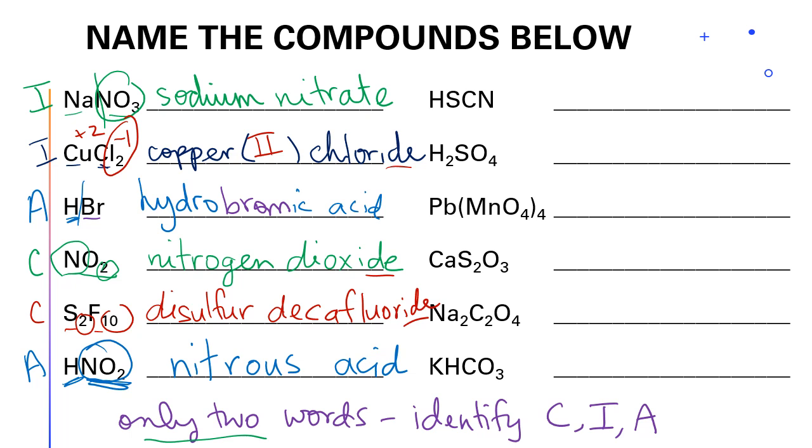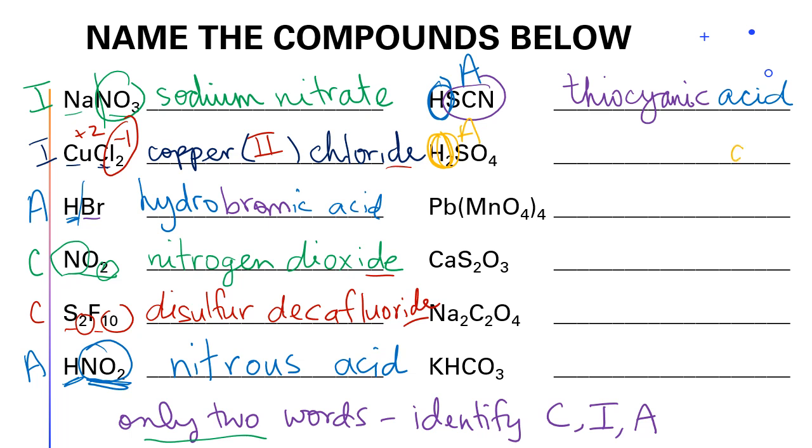Let's keep going. I see another acid because I see it starts with H. So since I have an acid, it's going to end with the word acid. Now I'm going to look at the other part of it. So I see SCN. This is thiocyanate from the polyatomic ion chart. So this is going to be thiocyanic acid. Thiocyanic acid.